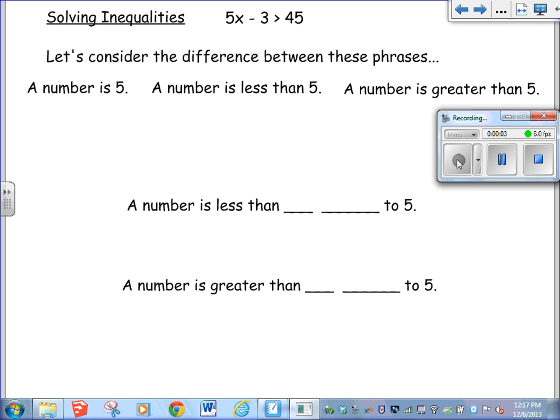So 5x minus 3 is greater than 45 is an inequality, and we're going to try to figure out what values make it a true statement. Because that's what it means when we solve, guys, right now.